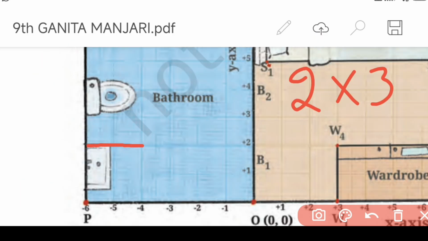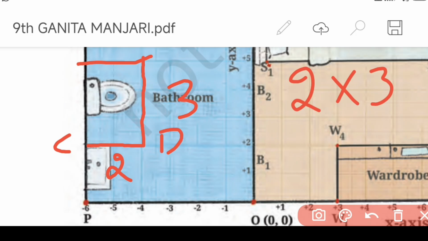Here this is the 2 feet and 3 feet. 1, 2, 3. 3 feet. Next again join 1, 2. 2 feet. So therefore this is 2 feet and this is 3 feet. So let us suppose this is C and this is D. This is let us suppose E. This one is F. Find the coordinates of the corners.